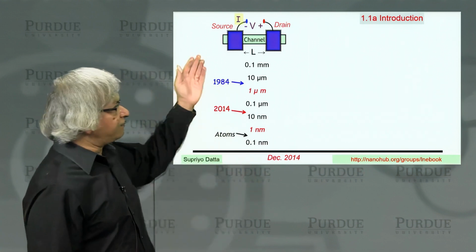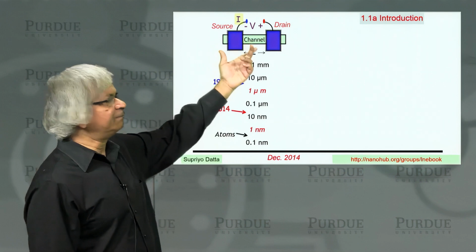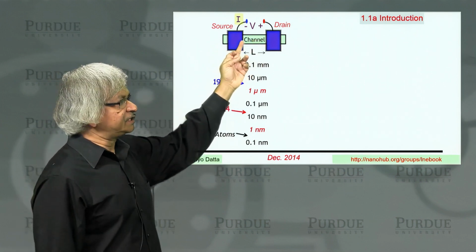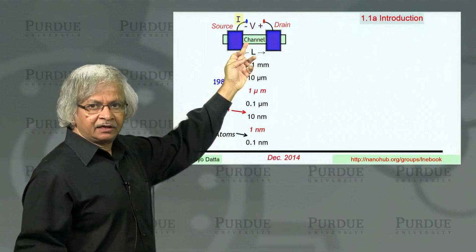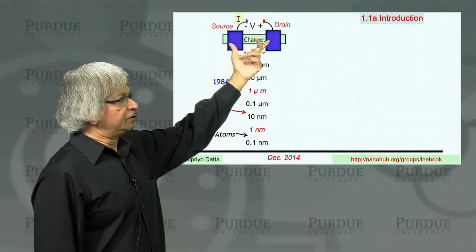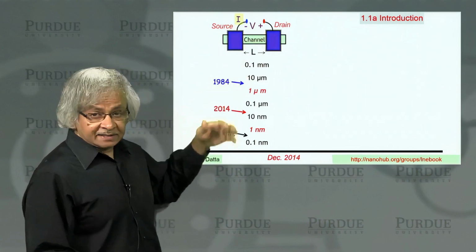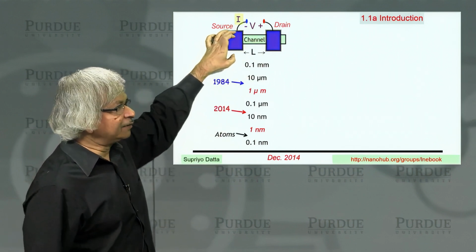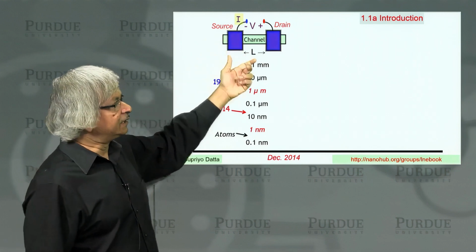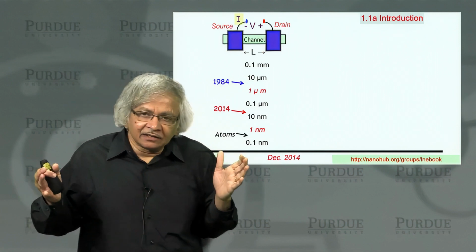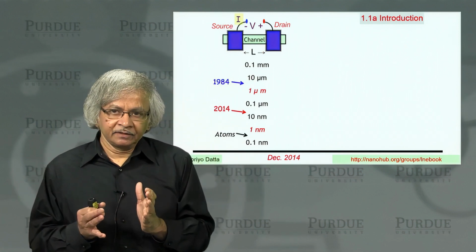What I have here is a very simplified schematic of a transistor. It contains a channel, that's the conductive region, with two big contacts called the source and the drain. As I said, it is a very simplified schematic, but the point I wanted to make is that over the years this device has got smaller and smaller.